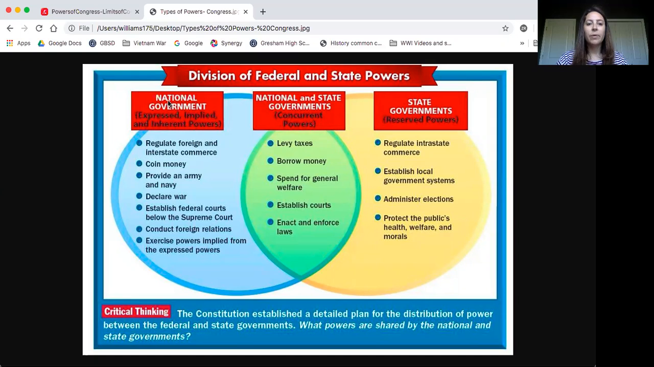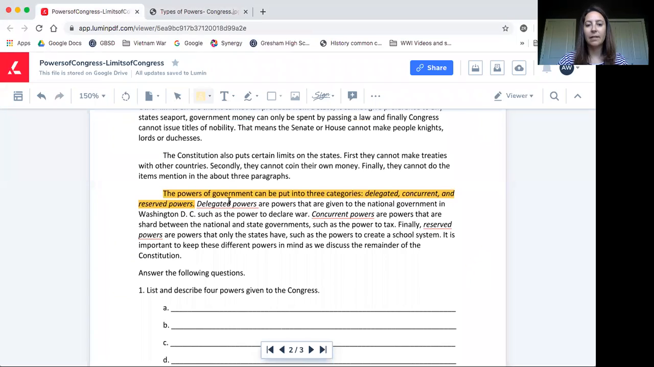So the national government has these listed powers, and then the state governments have reserve powers. So what this means is basically that the state government is only allowed to do these things. The national government cannot. And the national government can only do these things. And so if we look back at our worksheet, we have delegated powers. Those are powers that the government can do, the national government, and then reserved are the state's powers.